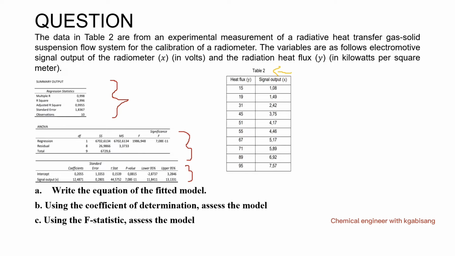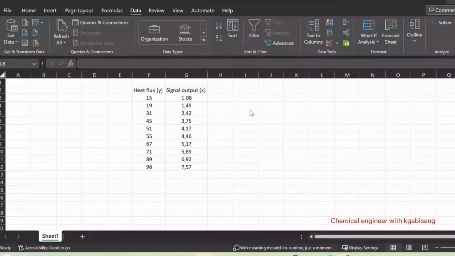So here are our Y variables versus X variables, given accordingly all the way to these values over here. Based on this table, we are asked to (a) write the equation of the fitted model, (b) use the coefficient of determination to assess the model, and (c) use the F statistic to assess it. In case you're wondering how to do this plot, please watch this video, and use the data analysis function.